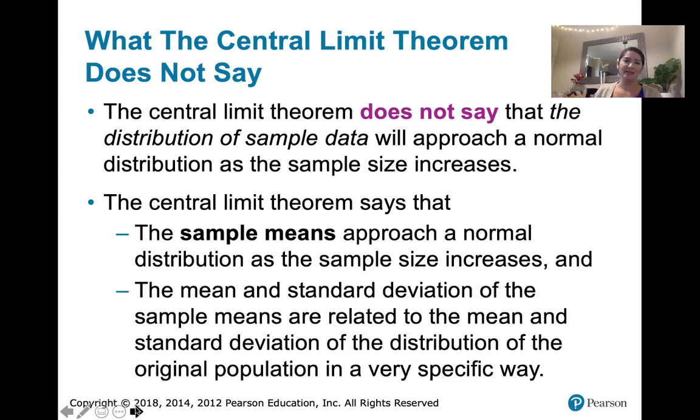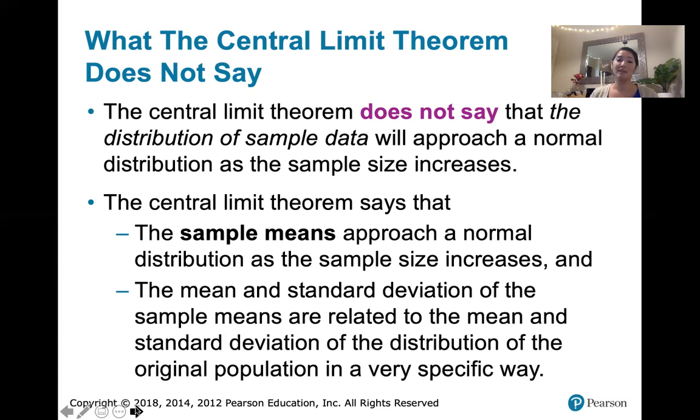So again, the central limit theorem says that sample means approach a normal distribution as sample size increases, and the mean and standard deviation of the sample means are related to the mean and standard deviation of the original population in a very specific way. The mean of the sample means is equal to the mean of the original population, and the standard deviation of the sample means is equal to the original population's standard deviation divided by the square root of n.